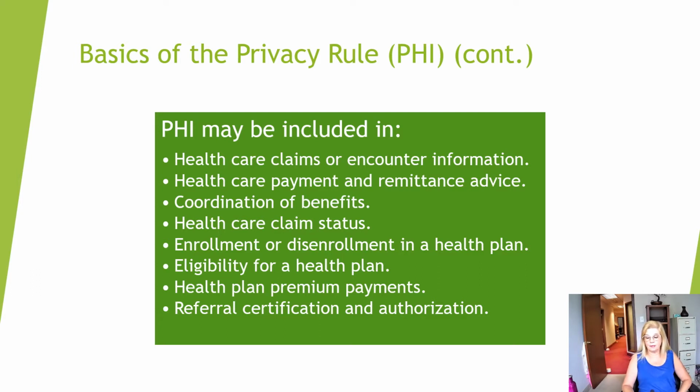You can find PHI in many different ways. PHI may be included in things like healthcare claim forms or encounter information, healthcare payments and remittance advice, coordination of benefits, healthcare claim statuses, enrollment or disenrollment in a healthcare plan, eligibility for a health plan, premium payments, or referral certification and authorization.